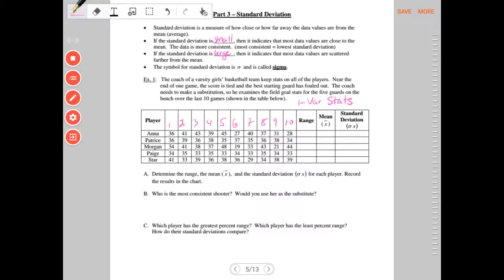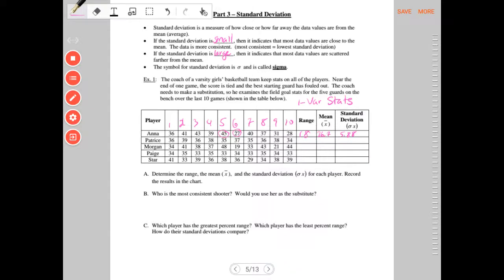Okay, so the range then is the biggest number take away the smallest. In this set of data for Anna, the largest number is 45 and the smallest number is 27. So 45 take away 27 is 18. When you put your data into your graphing calculator, you'll find that the mean is 36.7. And the standard deviation, we usually round to 2 decimal places, so 5.88. Good. Do the exact same thing with Patrice.